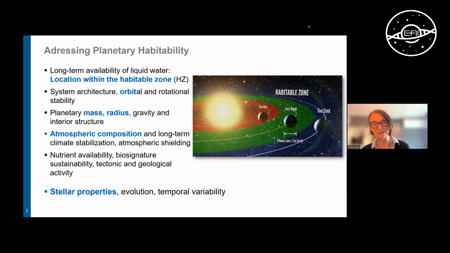In addition to the planet itself, we also need to know about the star, because the stellar properties, of course, affect the planet. The star is the source of the energy. The star evolves with time and will impact the planet as well. In this list, I highlighted in blue the things we can measure, the things we can determine. And you see what we can determine are very simple things. The complex issues like interior structure, outgassing, and climate stabilization are things we have to infer from the few measurements that we have for extrasolar planets.